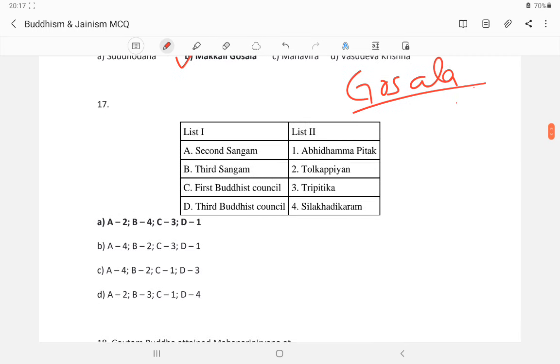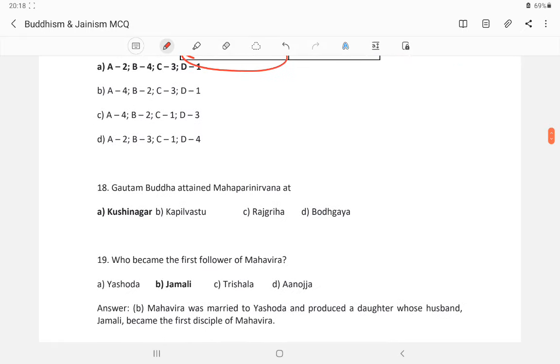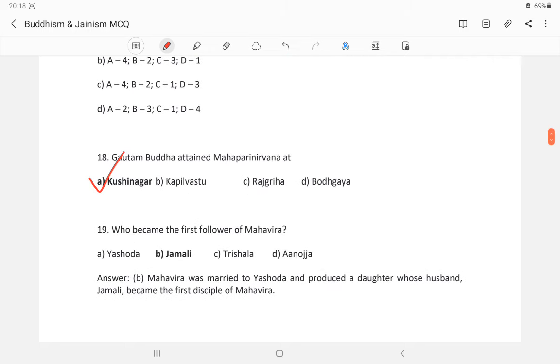First Buddhist council, second, third. The first council compiled the Tripitaka, and the third Buddhist council compiled the Abhidhamma Pitaka. Buddha attained Mahaparinirvana at Kushinagar.